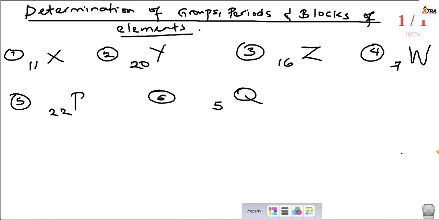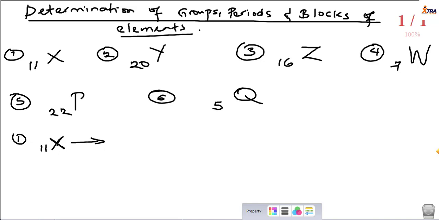So let's start from the first. Now, remember that to determine the group of an element, what do you need to know? The number of outermost electrons. So what we need to do is give the electronic configuration of all these atoms. If you've given the electronic configuration of these atoms, you can tell their group, their period, and their block. So for the first atom, atom X, how many electrons are present in X? 11 electrons, because it's a neutral atom. They are all neutral atoms.